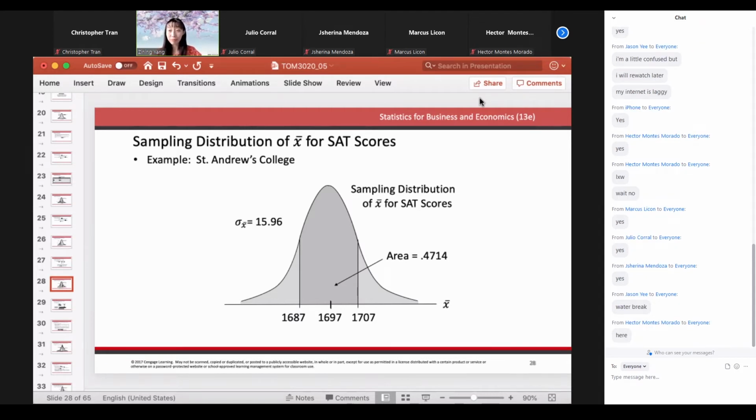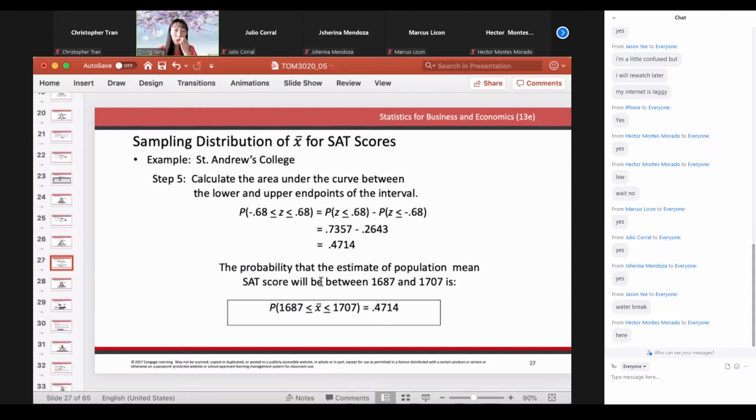Nice. So we just learned how to use sampling distribution to do an estimate. And through this exercise, we finally concluded that the probability that the estimate of population mean, which is the sample mean, falls within this close enough range is only 47%. So it's actually not a very high probability.